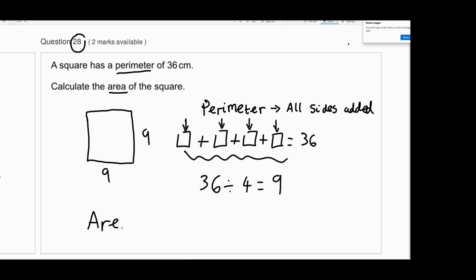So how am I now going to get the area? If I know the length is 9 and the width is 9, how am I going to get the area? Yeah, that's exactly it. So we just need to do 9 times 9, 81 centimeters squared. Well, that's it. Well done.